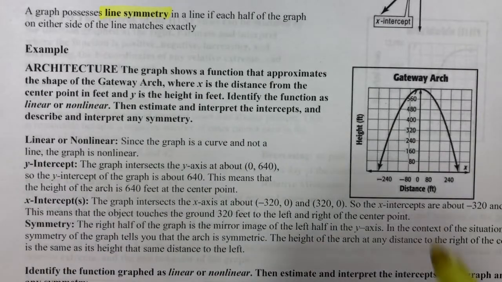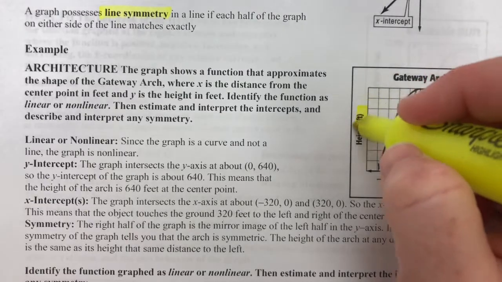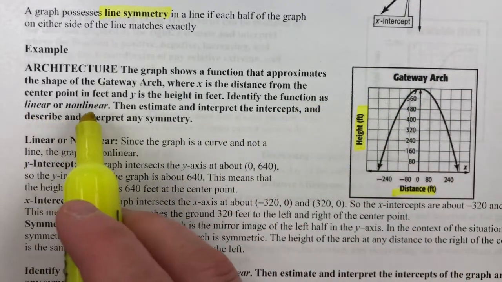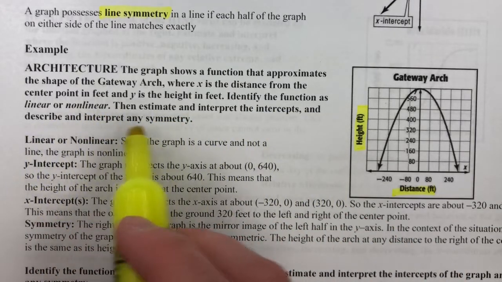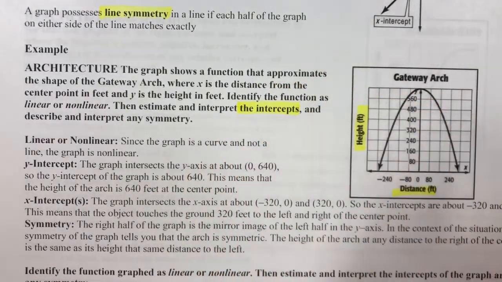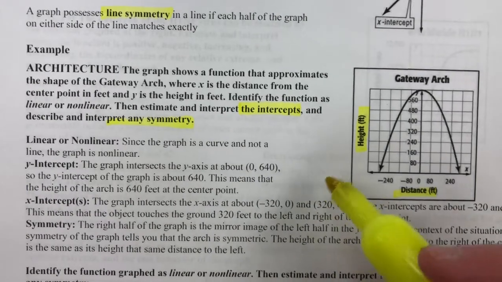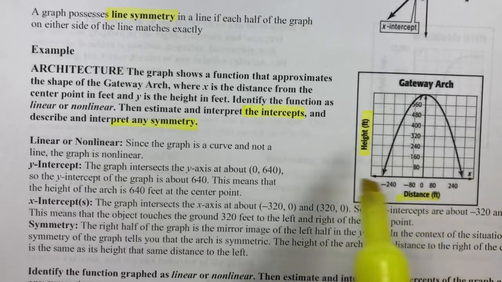So this is important: you need to know what's being represented on the x-axis and what is being represented on the y-axis. Identify the function as linear or nonlinear, then estimate and interpret the intercepts and describe and interpret any symmetry. So all it's asking us to do here is talk about the intercepts and the symmetry. That's it. And not just what the graph is doing, but what that means if distance is along the bottom of my graph and height is on the side.